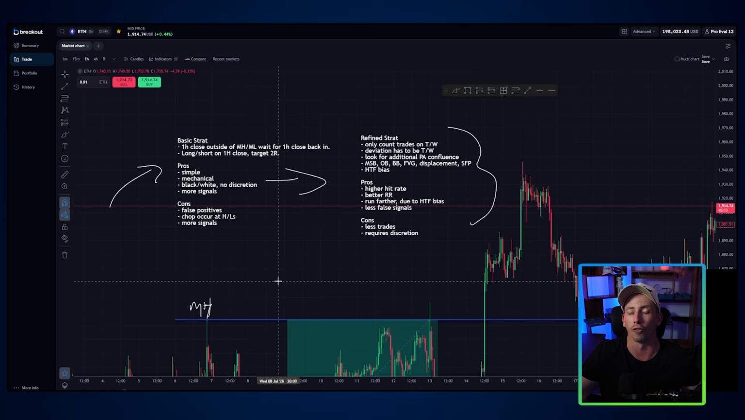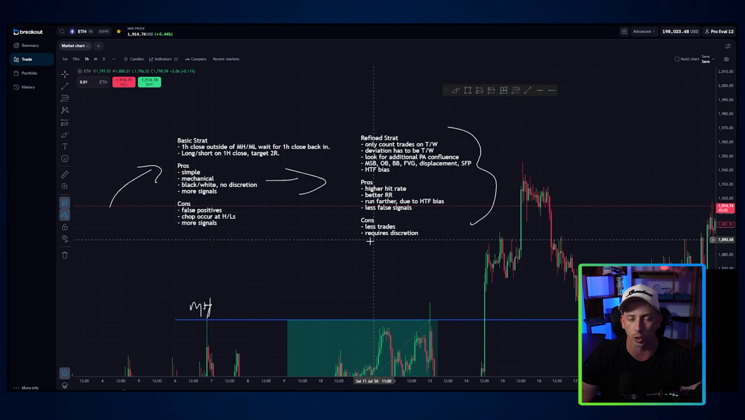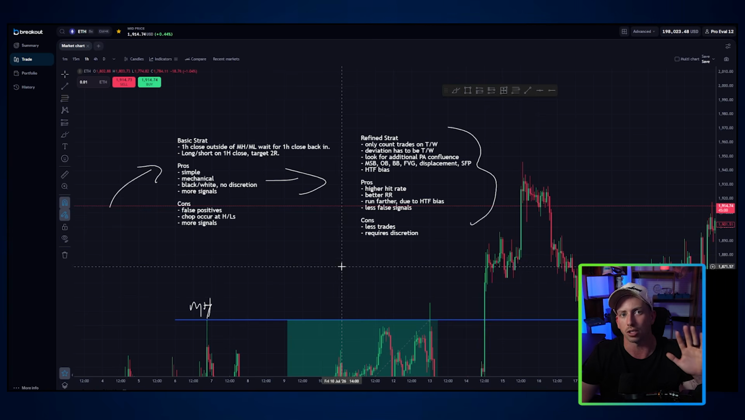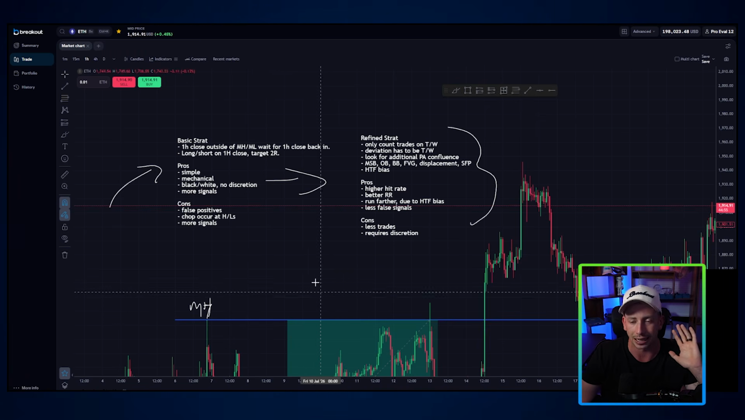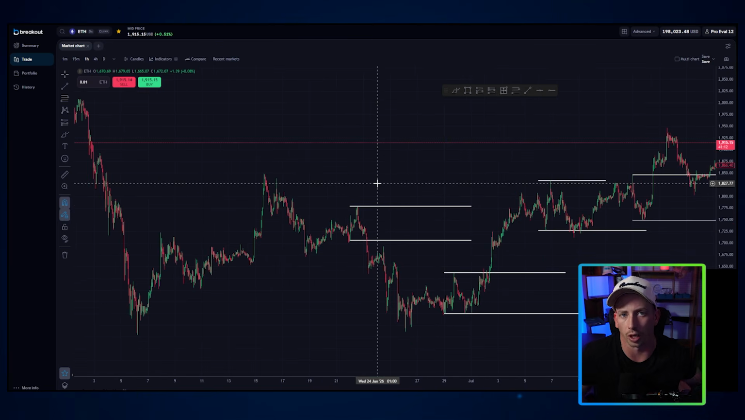So now let's go over a bunch of examples of Monday's range over the past few weeks across a variety of different assets, and we'll talk about the refined and basic strategies with each of them. Just to be clear here, Monday's range has not been super good lately in crypto because the volatility has been super low. So we'll go over some crypto examples and then we'll go over some examples in other markets as well. We're going to start here with Ethereum.